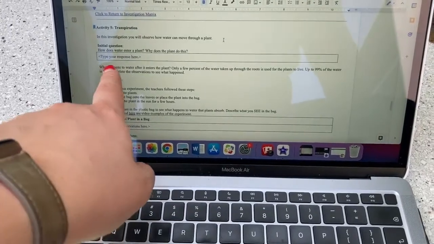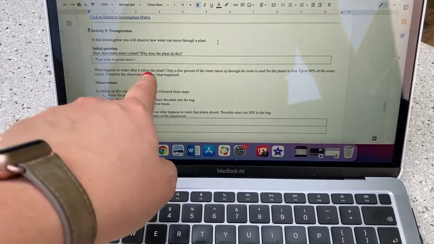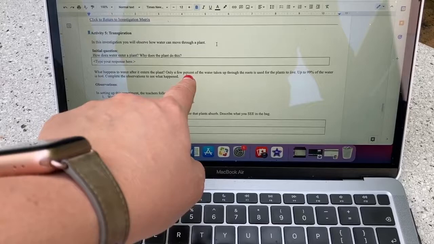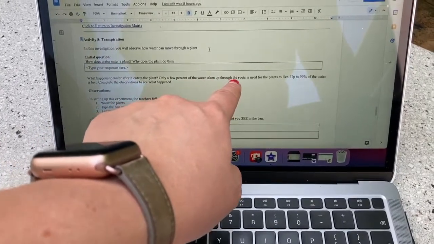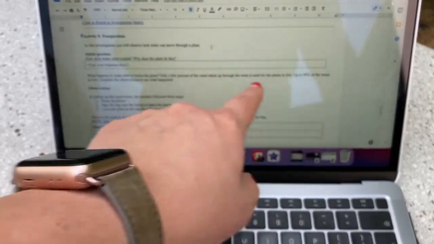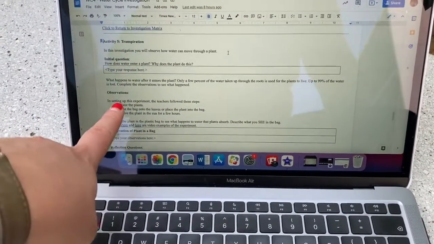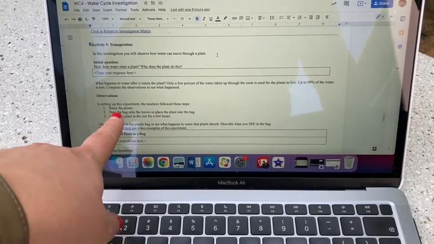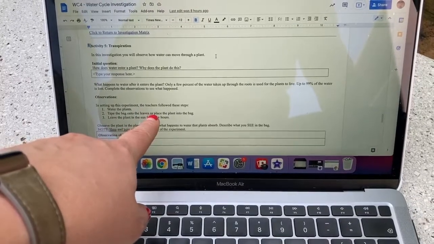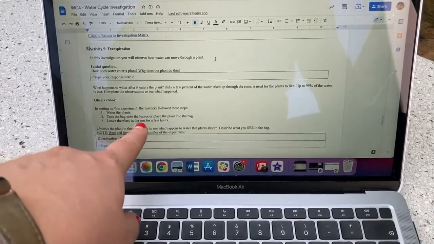Okay, and then what you want to think about is what happens to water after it enters the plant. Only a few percent of the water taken up through the roots is used for plants to live. Up to 99% of the water is lost. Complete the observations to see what happened. So in setting up the experiment, here's what I did. I watered the plants and I taped the bags onto the leaves or placed the plant in the bag, and I left the plant in the sun for a few hours.